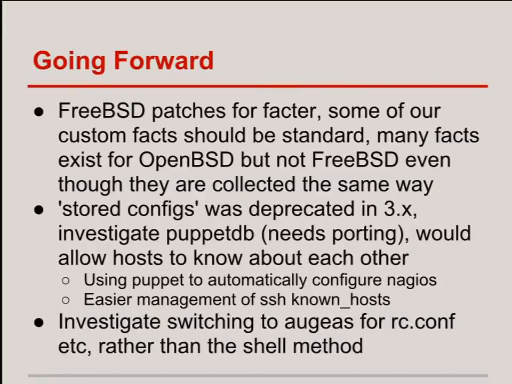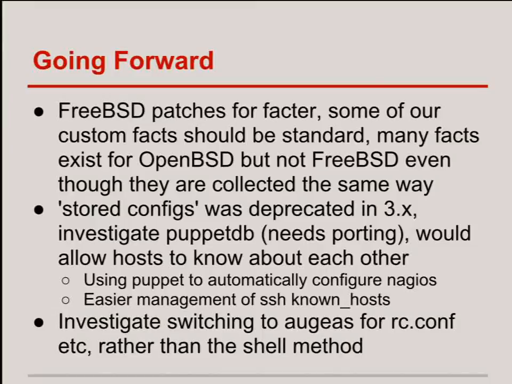And we'd like to use that because, in addition to better inventory management and stuff, what it allows us to do is have our Nagios instance be configured by Puppet. So every time we add a new server or service, it would actually create the corresponding monitoring stuff in our Nagios for us. So every time we deploy a server, it would be monitored automatically. Basically it allows you to configure one server based on the config of another server. And without storing the configs, Puppet can't do that.